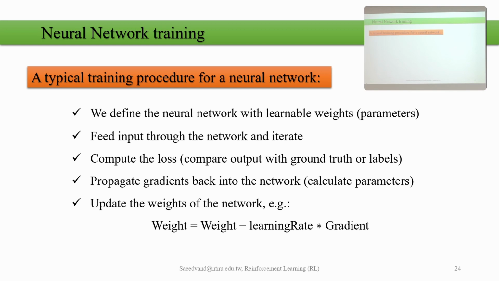So let's have a look at a typical training procedure of a neural network, how we can train our model. First of all, we define the neural network with some learnable weights, as we've seen in the previous slide. Then we feed the input through the network. We give the data that we have as input. Then we compute the loss, which compares the output with the ground truth that we have. What does it mean?